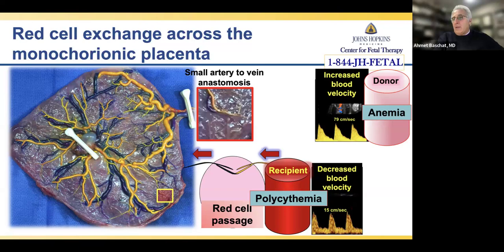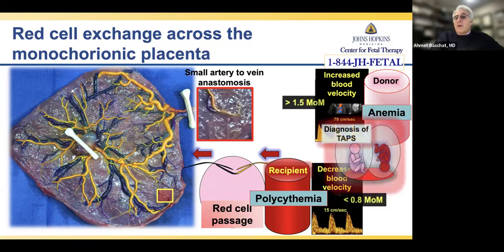So the anemic baby gets a hyperdynamic circulation with increased blood flow velocity, and we can measure increased flow velocities in the middle cerebral artery, which is the vessel that we use for standardized assessment of risk for fetal anemia in pregnancies where those risks are to be found. And the polycythemic baby has decreased blood velocities. And so if these velocities change to a significant threshold above and below the multiple of the median for gestational age, then the diagnosis of TAPS is made.